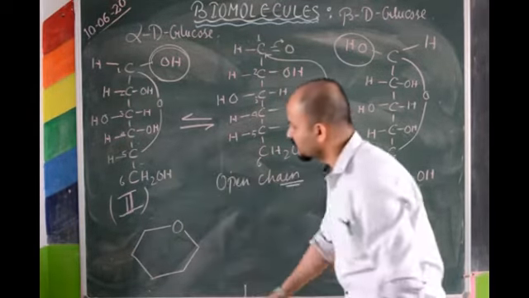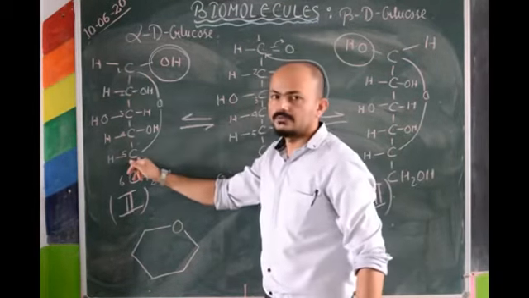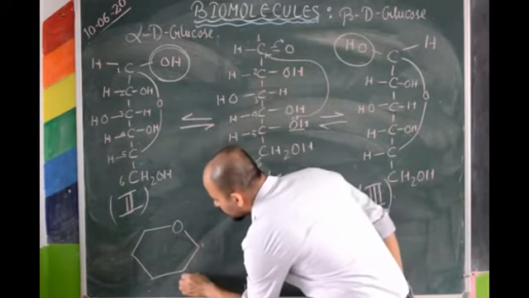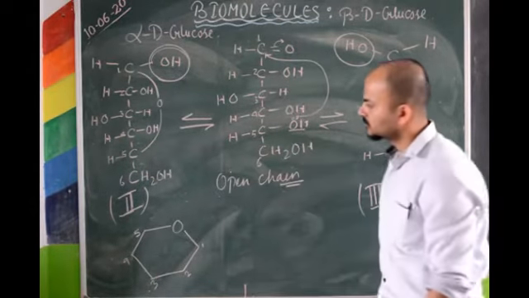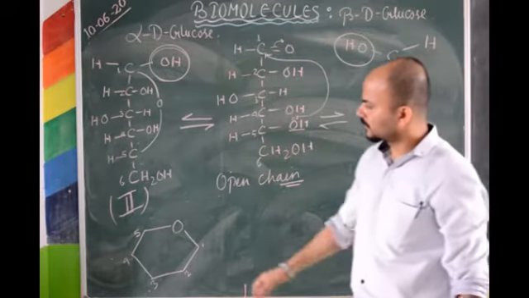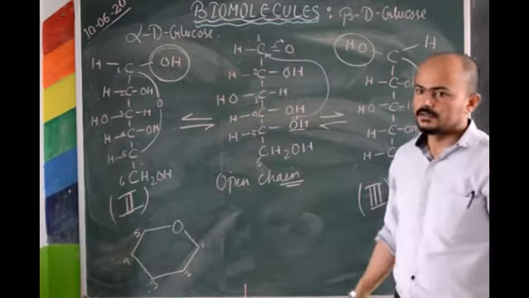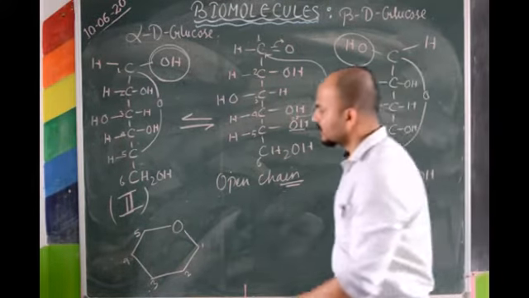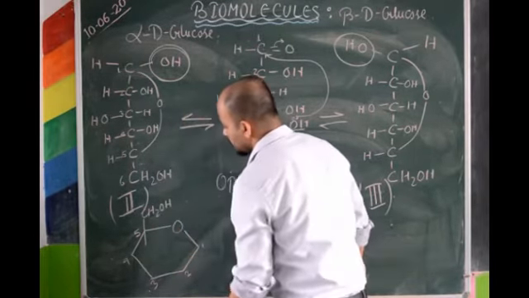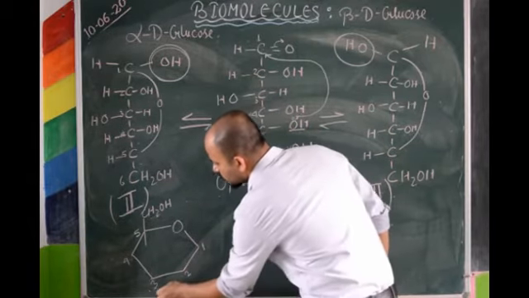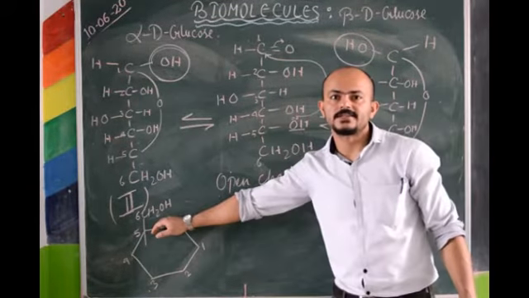While writing this structure of glucose, you have to make this 6-membered ring. Say this oxygen is bonded between carbon number 1 and carbon number 5. Don't forget. So this is your carbon number 1, 2, 3, 4 and 5. Yes or no? And the 6th carbon is here, CH2OH. This is carbon number 6.